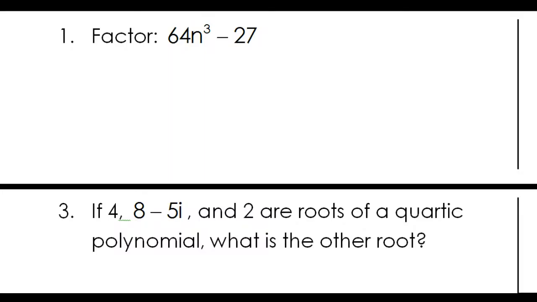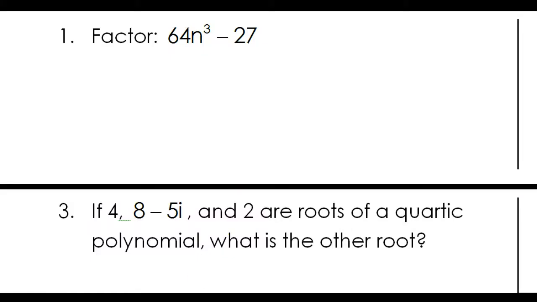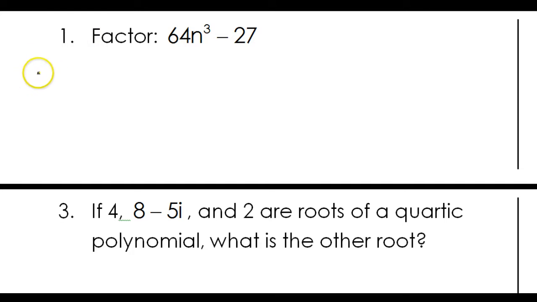Anyway, when you look at problem number 1, notice the 64 and the 27. Oh look, 64, that comes from 4. 27, that comes from 3. Okay, so the deal is when we are factoring the sum or difference of two perfect cubes, it is always going to factor as a binomial and a trinomial, a 2-piece and a 3-piece.